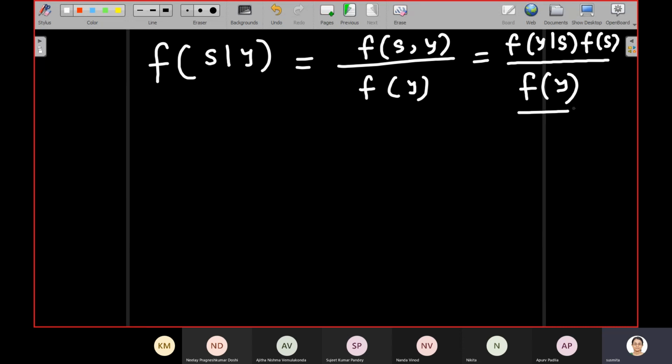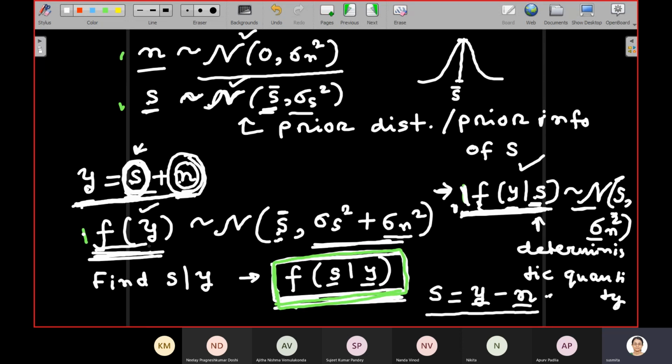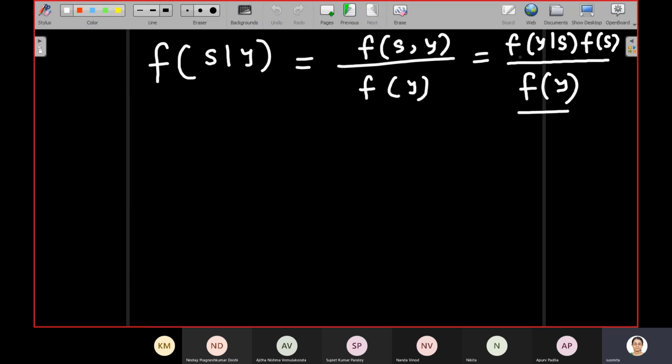We know this one, correct? We already talked about f of y. So f of y is known, we derived this one, and then we know f of s. So we know all the terms in the numerator and denominator, and we can find the conditional density of S given Y. So I am giving you the final expression. If you want, you can derive it. It can be shown that it is Gaussian.